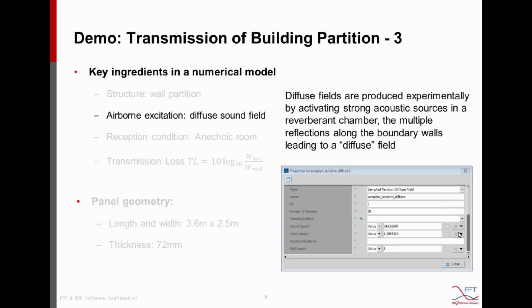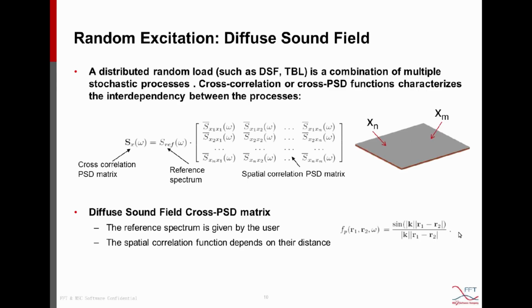Okay, and in nature, a diffuse sound field is a random excitation. In Actran, we implement several types of random excitations, like the diffuse sound field or the turbulent boundary layer formulation.